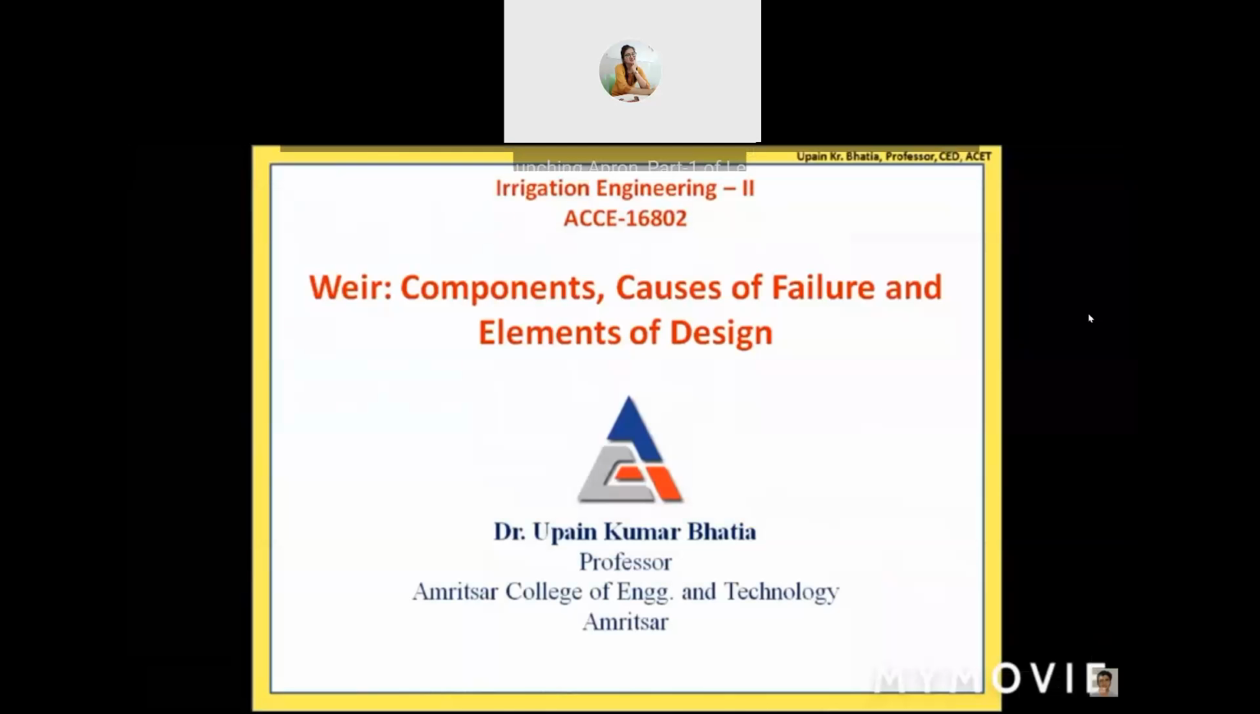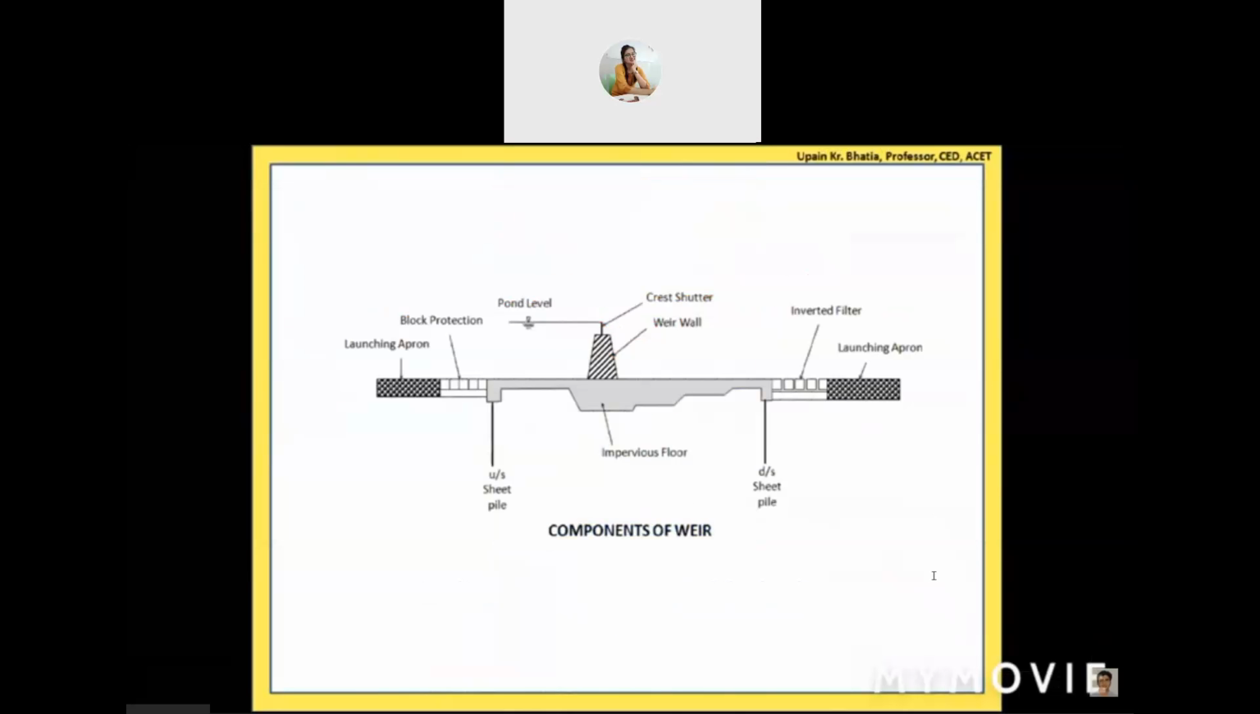Okay, let us move further. So this is the diagram of a weir section, the entire weir section, and this is shared with you in the class notes also. This diagram is available in the books also, though I have regenerated it on the computer, but similar diagrams are available in the books also.